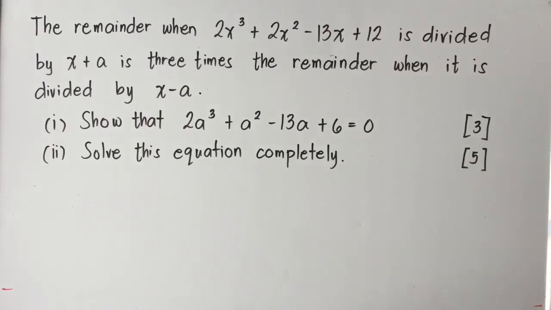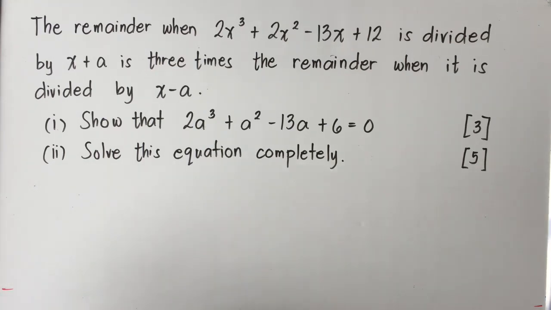We are now going to deal with another problem in additional mathematics. It's a past year paper question regarding remainder theorem, factor theorem, and solving cubic equation. The problem says the remainder when 2x cubed plus 2x squared minus 13x plus 12 is divided by x plus a is 3 times the remainder when it is divided by x minus a.